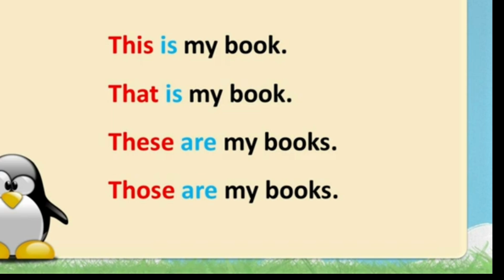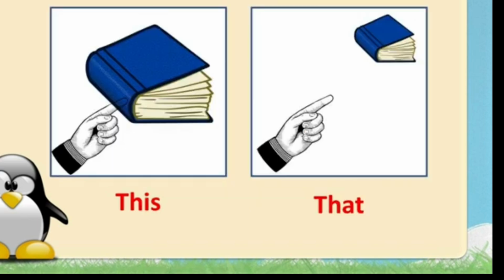This and that are singular. These and those are plural. Remember, plural means many. So, these and those are for plural or many. These or those are my books. Many books, right? This or that is my book. Just one book. Look at the picture, you can see.